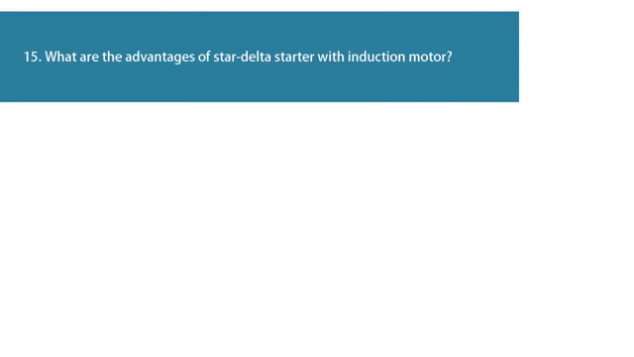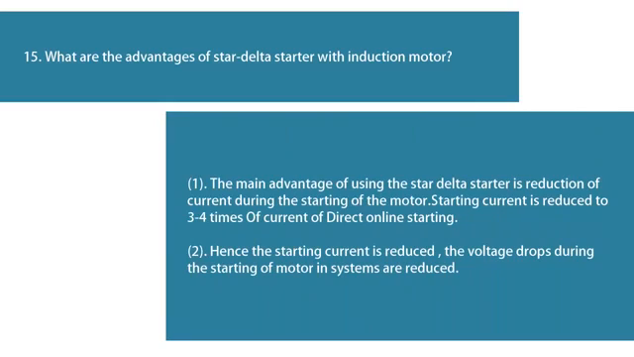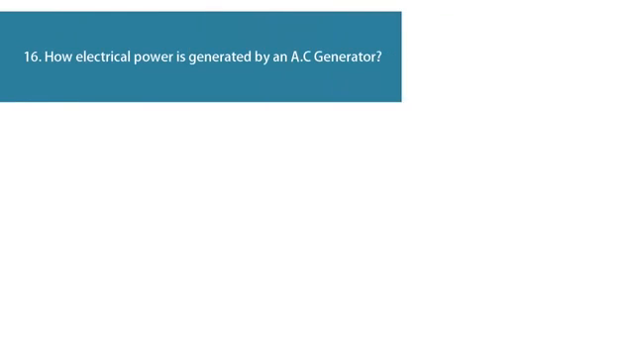15. What are the advantages of a star-delta starter with an induction motor? 1. The main advantage of using the star-delta starter is the reduction of current during the starting of the motor. Starting current is reduced to one third of the current of direct online starting. 2. Since the starting current is reduced, the voltage drops during the starting of the motor in systems are reduced.